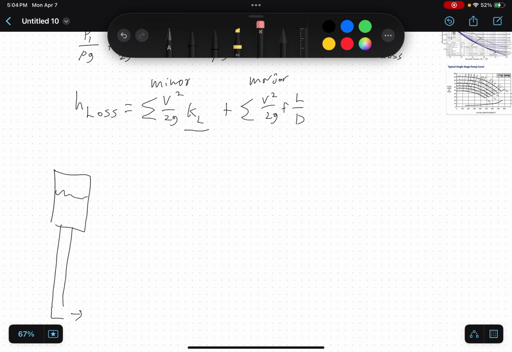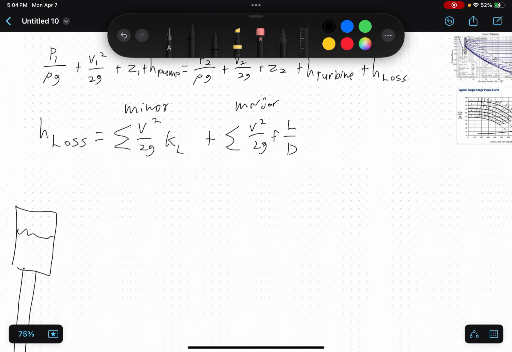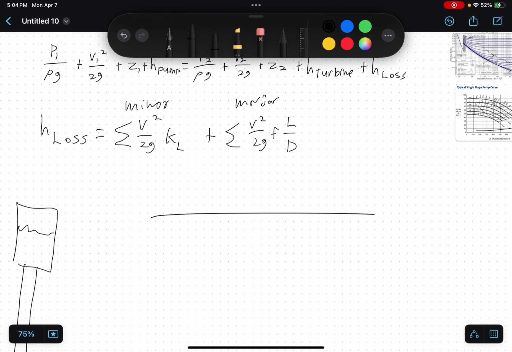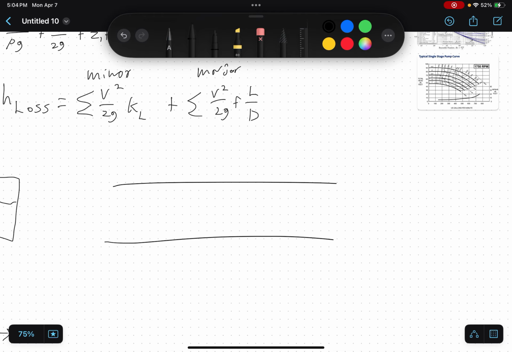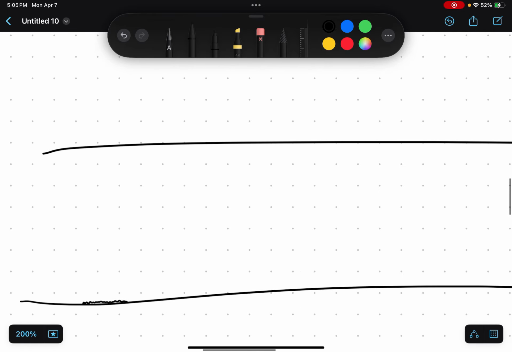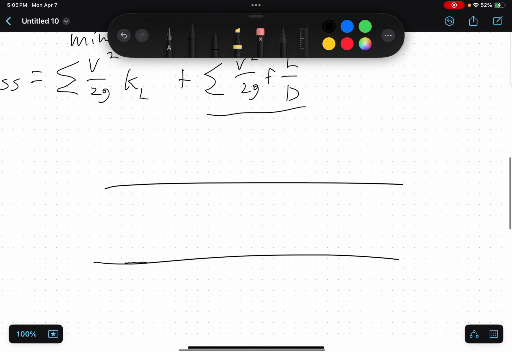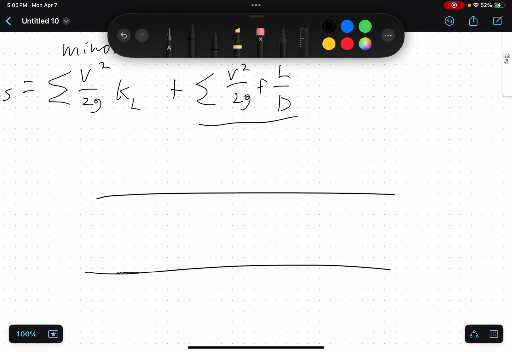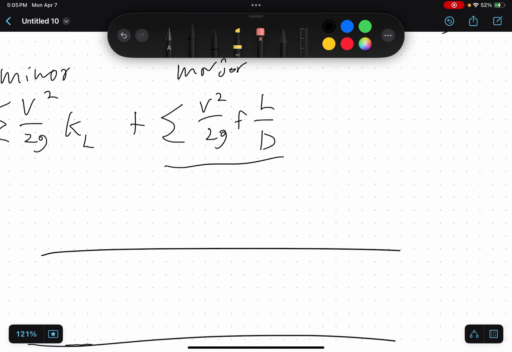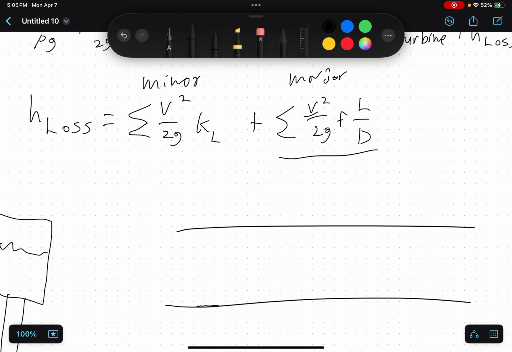So what about major losses? It's also a pretty simple-ish concept. You have a pipe, there's friction. If we zoom into the bottom part of the pipe, there's a bit of friction there, and that will take energy from the fluid flow. So that is what the major losses represent. What is it a function of? It's a function of the velocity. So higher velocity going through the pipe means higher major losses.